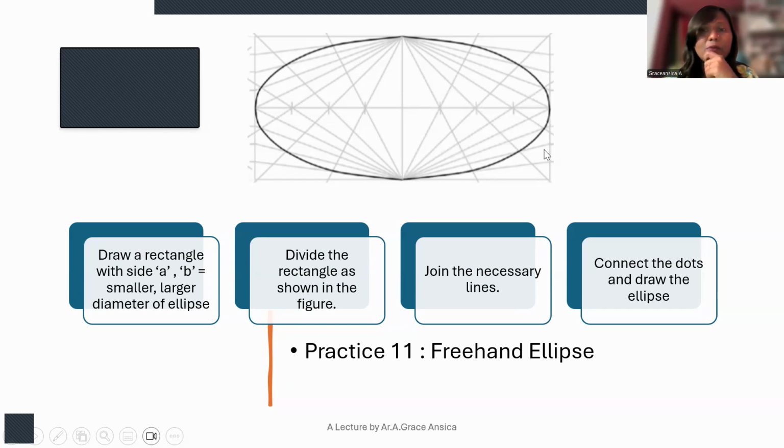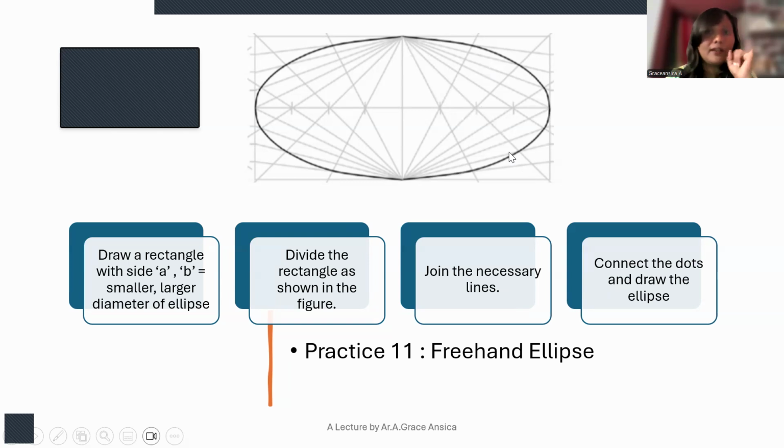Okay, so now what happens? This last line gets intersected with this line. Mark a dot. This second line gets intersected with this second line. Mark the point. Same way, do it for the third. Now, if you join these 3 points that we have got, and the fourth point together, you will get your curve. Repeat the same for all the 4 quadrants.